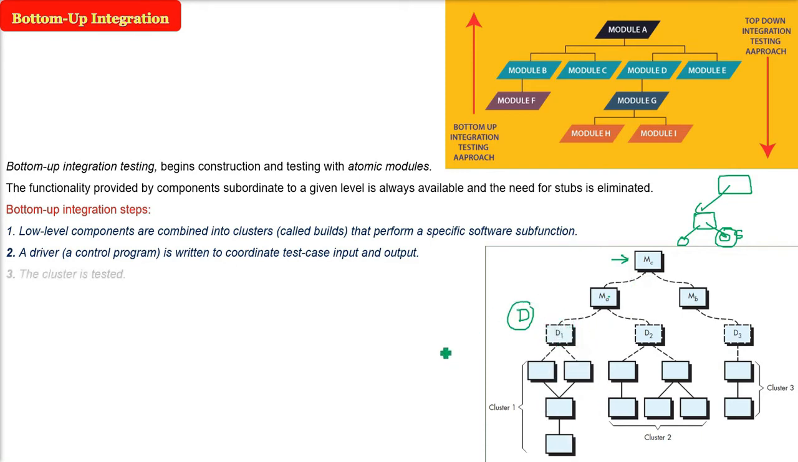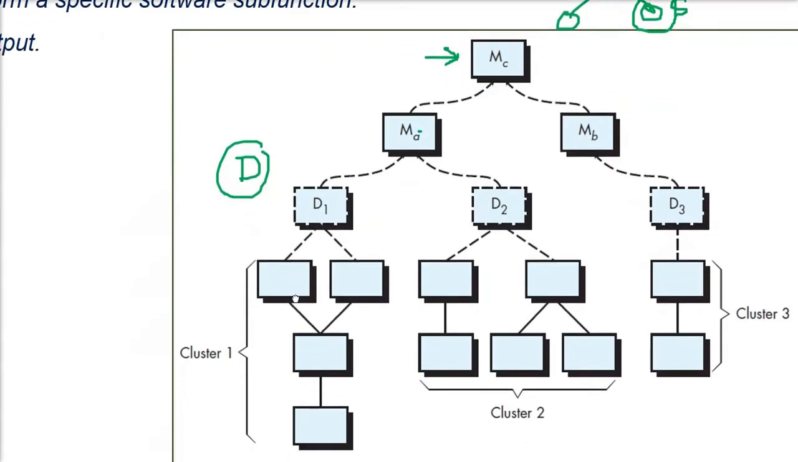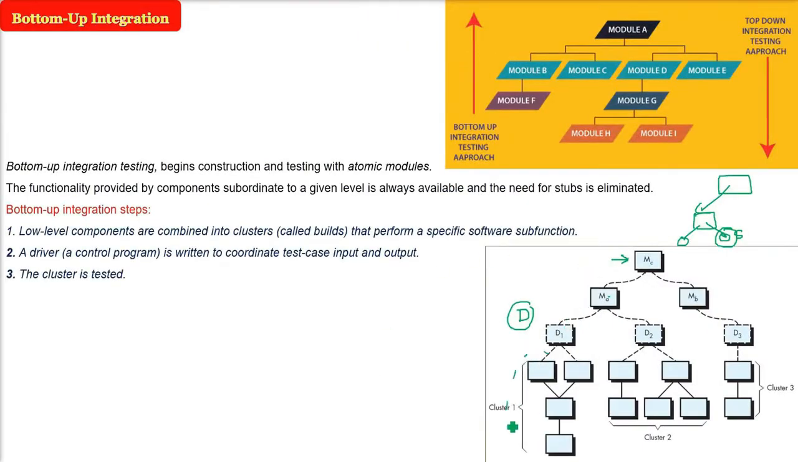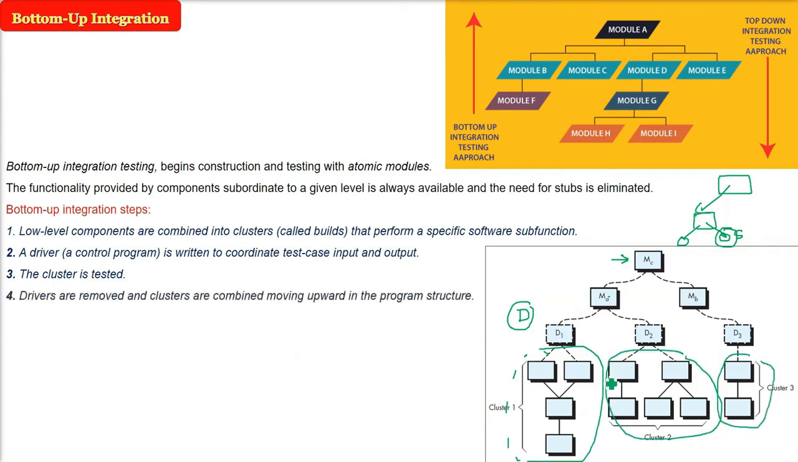Then the cluster is tested, that is cluster 1. I'll show you which cluster we made. These 4 blocks, 1, 2, 3, 4, are cluster 1. Then 1, 2, 3, 4, 5, this is cluster 2, which is below D2. Below D1 is cluster 1, below D2 is cluster 2, and below D3 the 2 blocks you see are cluster 3. So cluster 1 will be tested with D1, cluster 2 with D2, and cluster 3 with D3. Each cluster is tested, and now the drivers we made, D1, D2, D3, are removed.